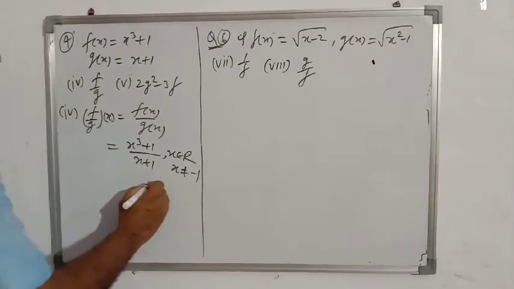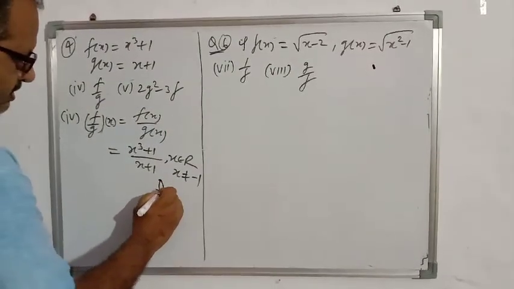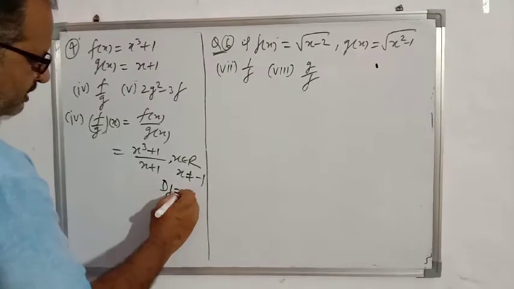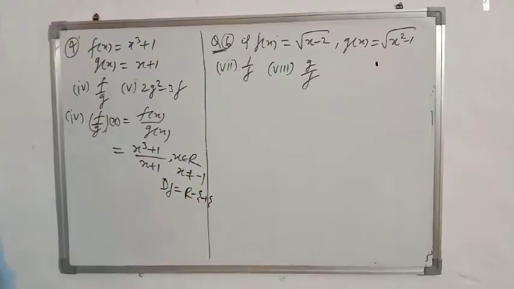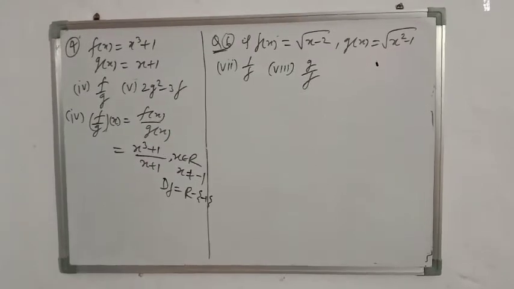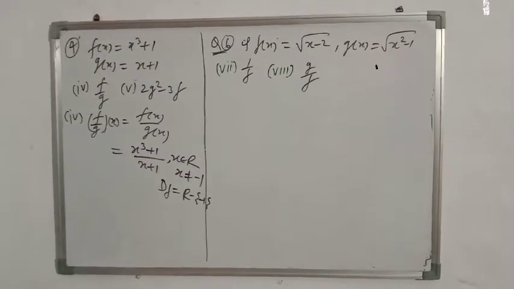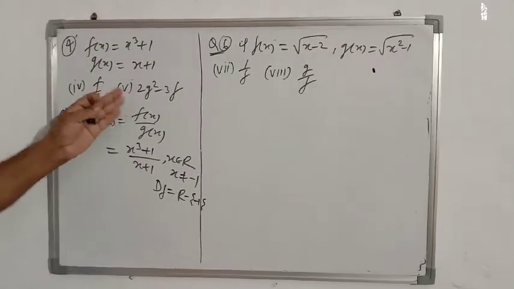So what is the domain? The domain of the function will be all the real numbers except minus 1. So it was the fourth part. Similarly we can do the fifth part.